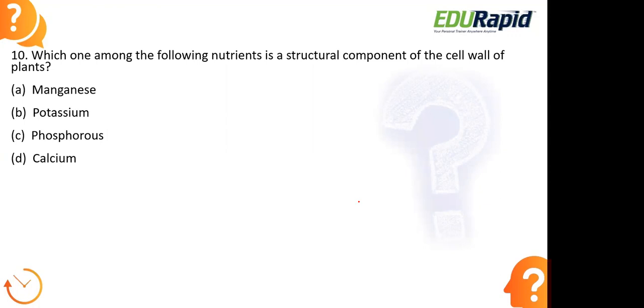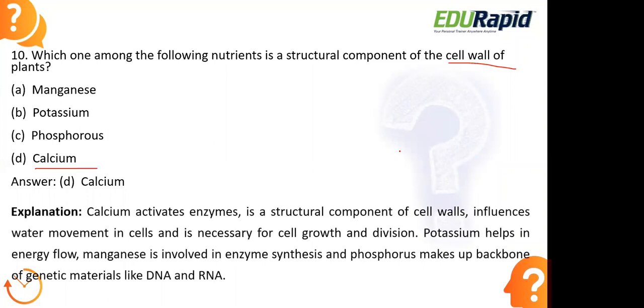Okay, let us look at the right answer. The right answer is option D, calcium. Calcium is one of the structural components of the cell wall in plants. Of course, calcium is present in animals' bodies too, even in our body too. But it is one of the structural components of plants compared to all of these.